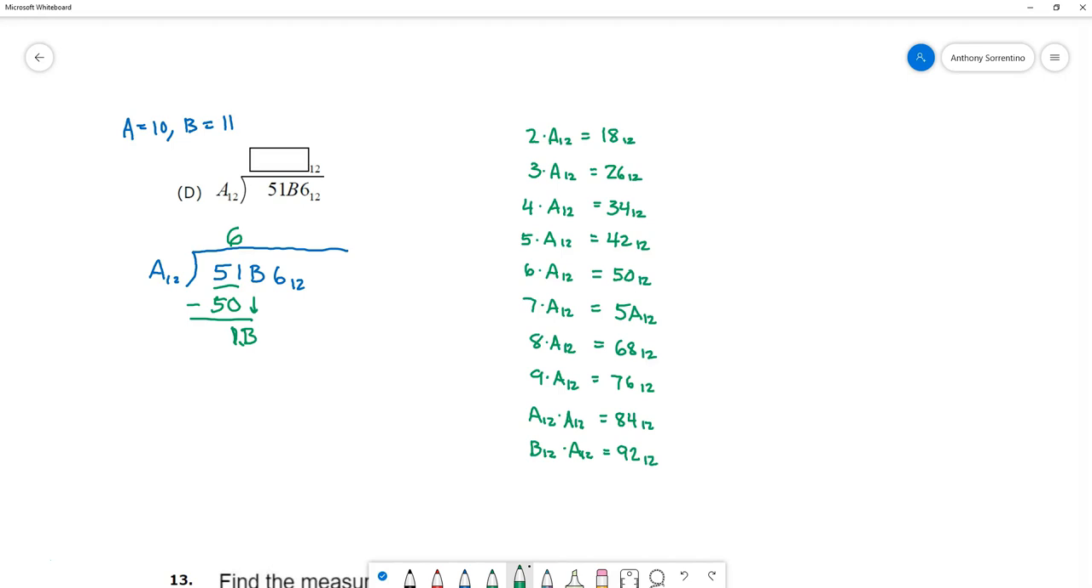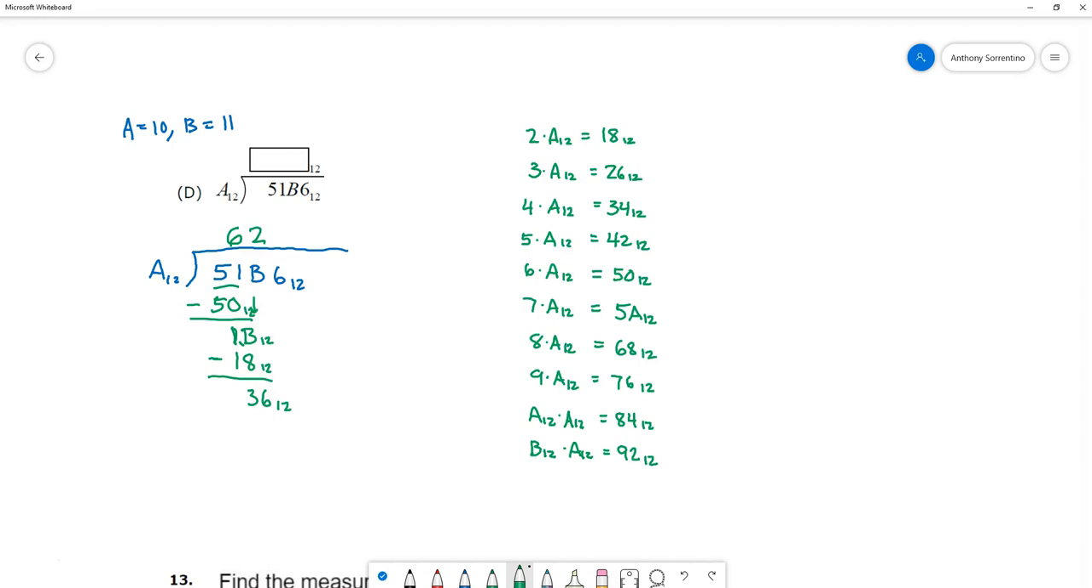18 base 12 would be smaller than that, so I could put a 2 here and say, okay, I have 18, and I would subtract that. B represents 11, so 11 minus 8 is 3. 1 minus 1, of course, is 0. I would then bring down the 6. This is still base 12. All these are base 12 along the way.